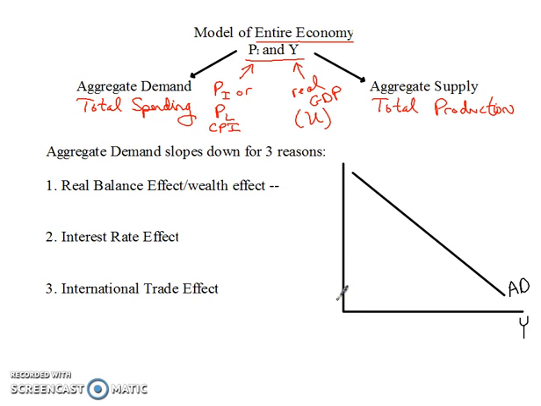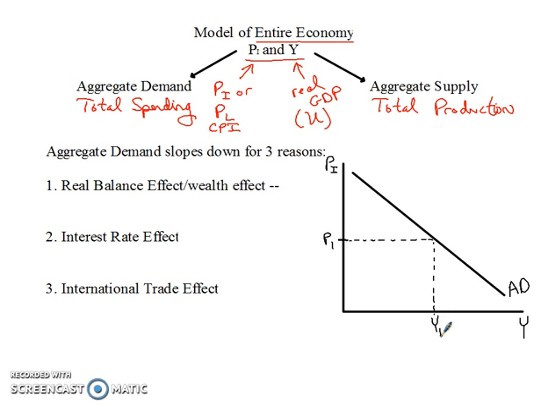And then on the vertical axis is the price index. This might be measured by something like the CPI or something along those lines. We might be at some price index, we'll just call it P1, and at that price index of P1, the real gross domestic product might be Y1.